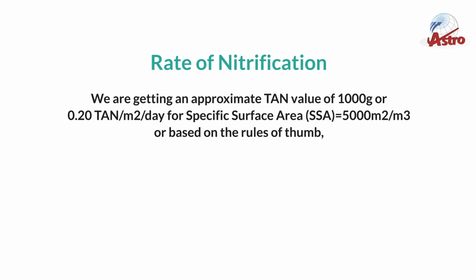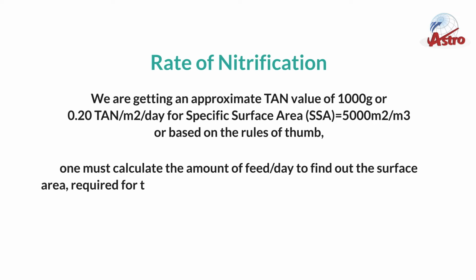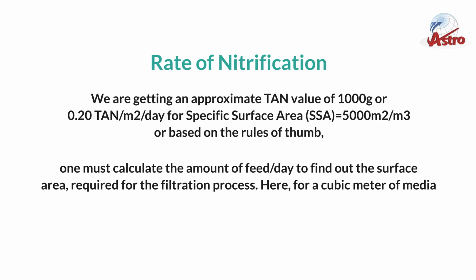specific surface area, SSA, equals 5000 meter square per meter cubed, or based on the rules of thumb, one must calculate the amount of feed per day to find out the surface area required for the filtration process. Here, for a cubic meter of media, 30 kilograms of feed per day can be used.